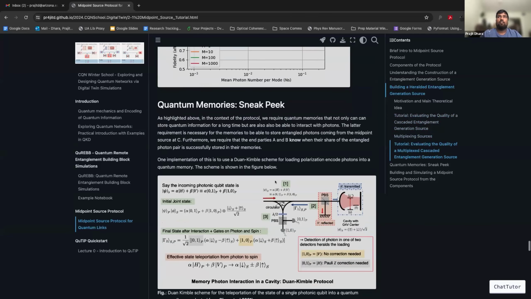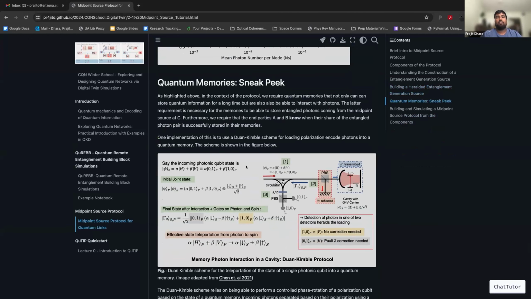A very quick look through what quantum memories are. Quantum memories are generically systems that can load qubits and store them reliably. For the midpoint source protocol, we can consider two types of quantum memories. One is the absorption-based, or reflection-based, Duan-Kimble memory that is summarized over here. The memory is able to do a joint C-NOT gate or a C-phase gate between an incoming photonic qubit in the polarization dual rail basis, and the state of a spin, based on the spin-dependent cavity reflection coefficient.